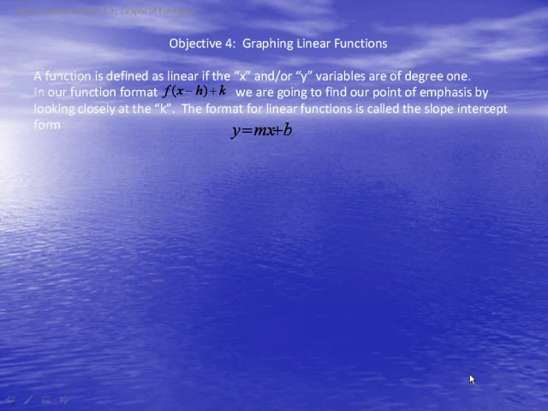Objective 4. Graphing linear functions. A function is defined as linear if the x or the y value are of degree 1. In our function format, f of x minus h plus k, we're going to find our point of emphasis by looking closely at the k. The format for linear functions is called the slope-intercept form, y equals mx plus b.